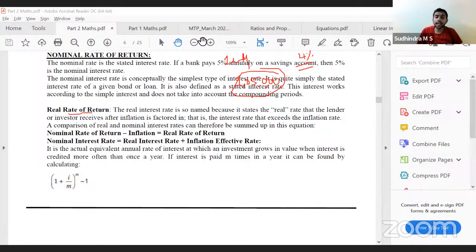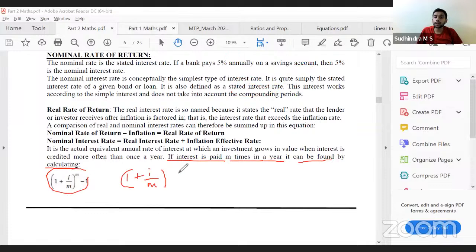Now, how do we calculate this? If interest is paid m times in a year, it can be found out by (1 + i/m)^m - 1. Same as the compound interest effective rate of interest formula. Instead of the number of conversions, which we call n, here they're calling it m. That's all.